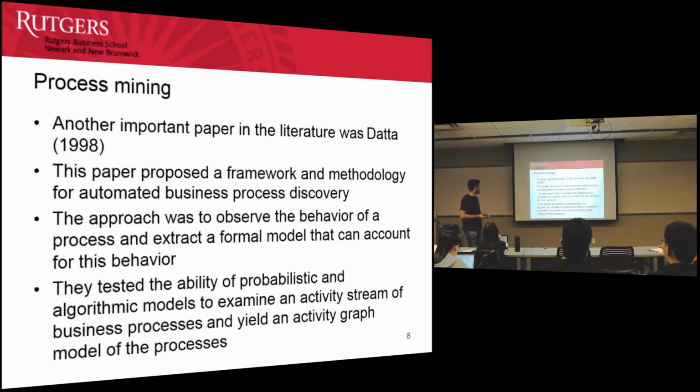Another paper at the same time was written by Data. This paper proposed a framework and methodology for automated business process discovery. Their paper wanted to observe the behavior of a process and extract a formal model to account for that behavior. They used 3 strategies, 2 were algorithmic and 1 was probabilistic, to examine an activity stream of business processes and yield an activity graph model of the processes.